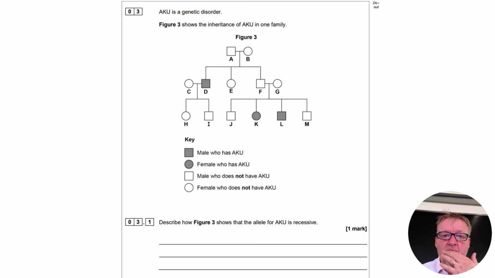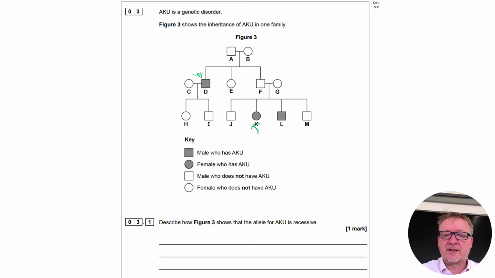Oh, I love family trees. AKU is a genetic disorder. I have no idea what it is, sounds very exciting. Figure 3 shows the inheritance of AKU in one family. So let's have a look. That person there is a male who has AKU.